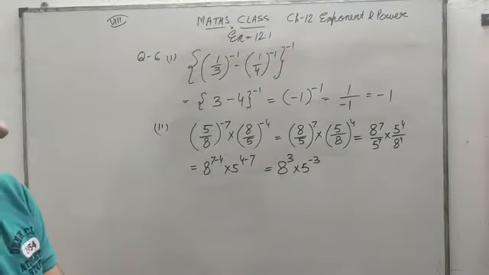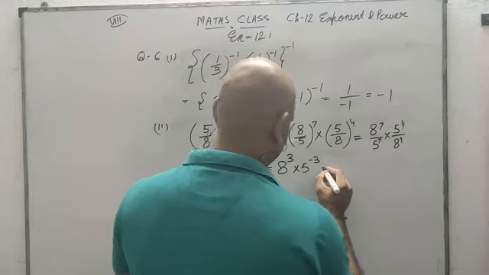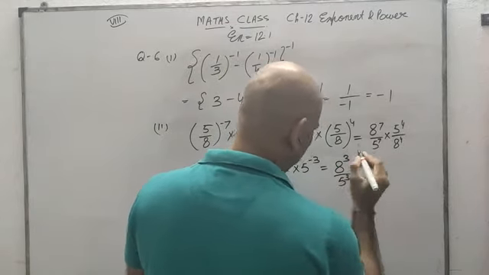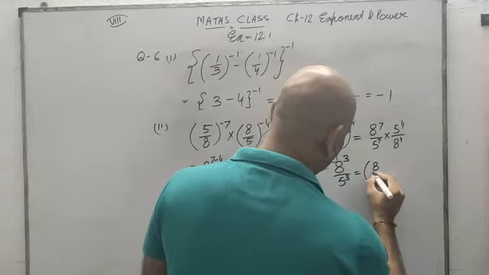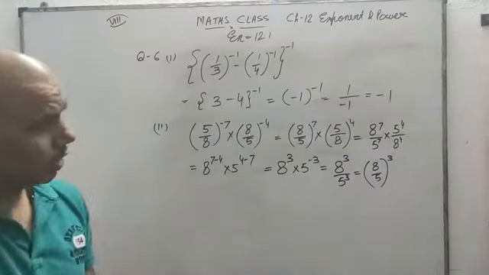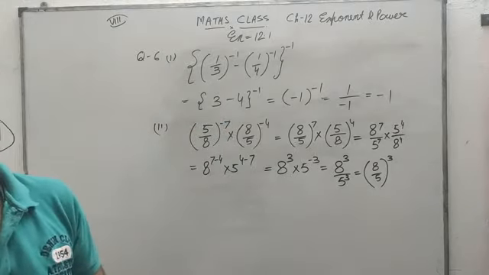And how can I make it positive? By taking it in the denominator. So 8 to the power 3, 5 to the power 3, or I can write it as 8 upon 5 to the power 3. So this way it can be solved.